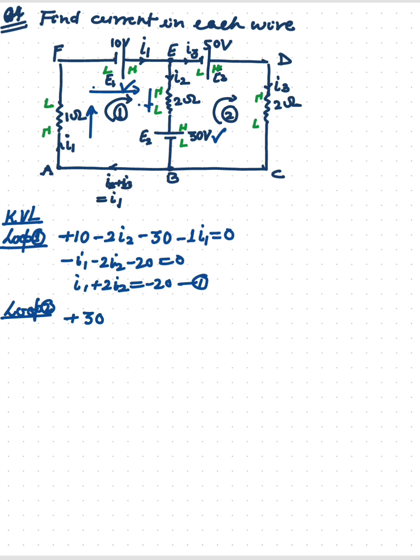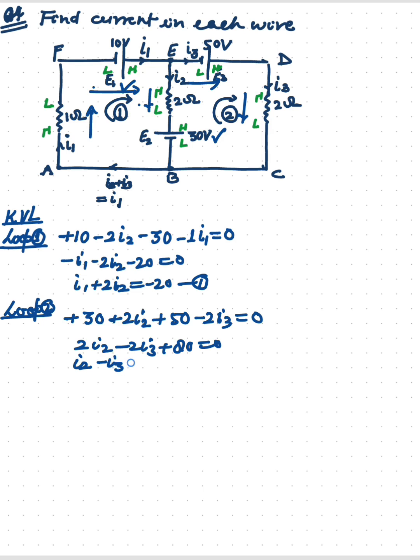30, and here 2 I2, and this battery low to high we are going, so this will be plus 50 minus 2 I3, here high to low, so minus 2 I3. Okay, so this is equals to 0. So let me solve it. This will be 2 I2 minus 2 I3 plus 80 equals to 0. So this means I2 minus I3 is equals to minus 40. This is the equation number 2.